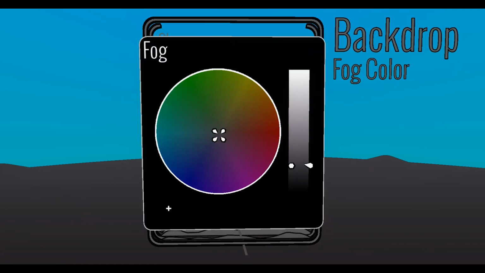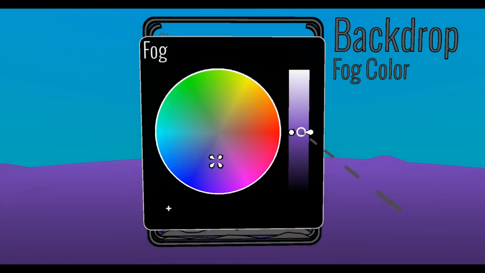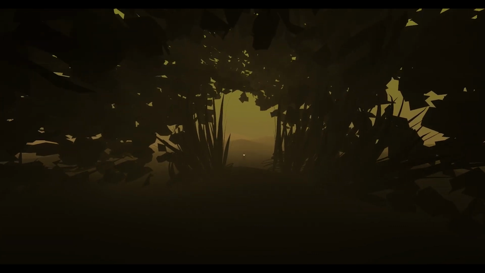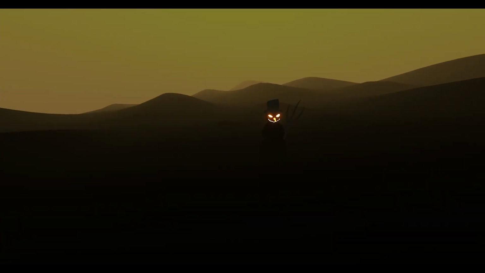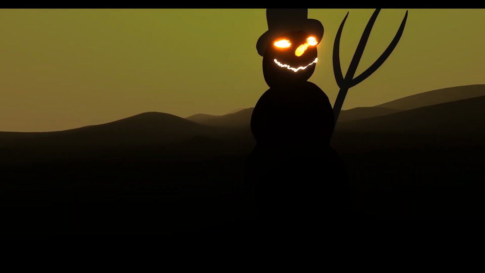Choose the color of the fog by clicking on the preview box. Make the distant hills look like an alien planet. Or change the color of your snowman in the snowman environment from serene winter scene to not so serene scene.